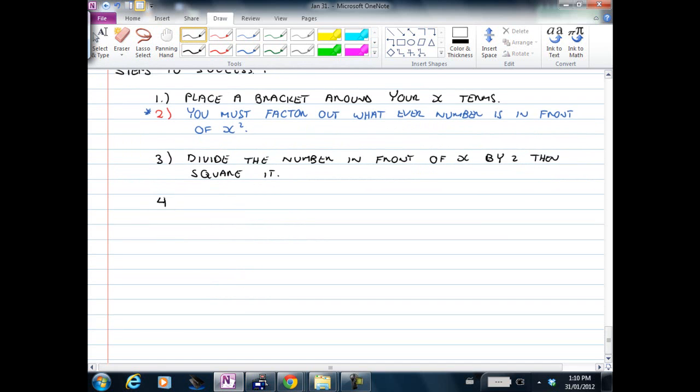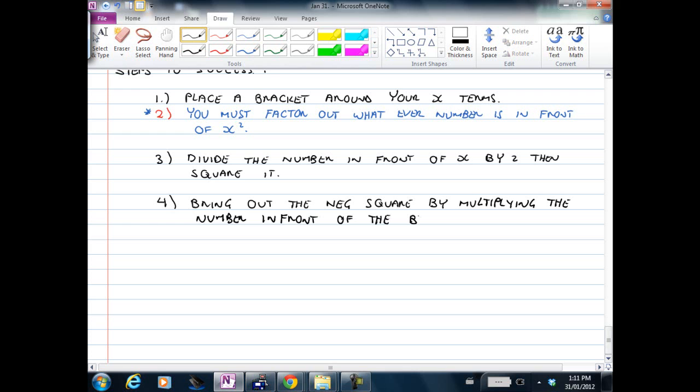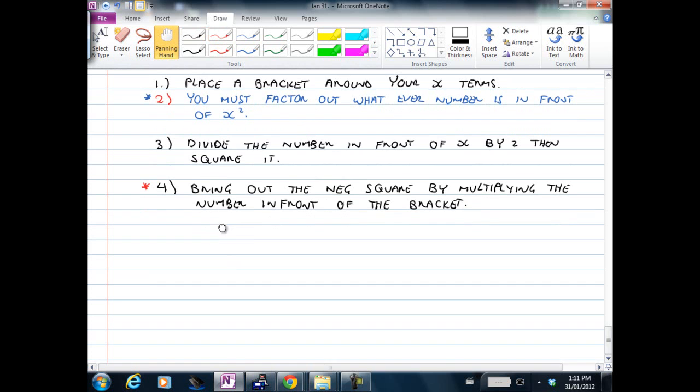Step 4: Bring out the negative squared by multiplying the number in front of the bracket. This is a key step also. Put a star beside step 4. There's 2 key steps. You can make errors either at step 2 or step 4.